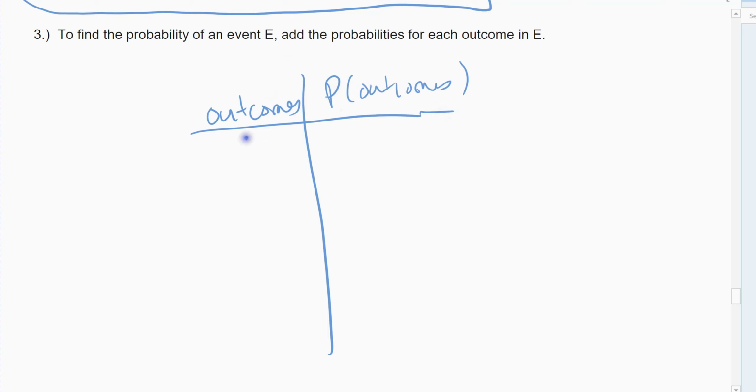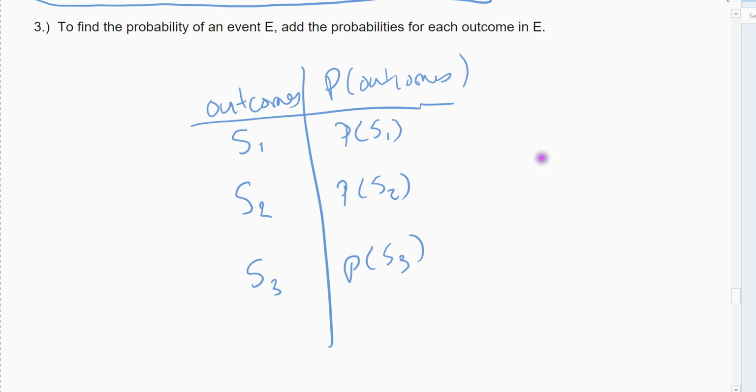All right, so suppose there are 3. First event would be 1, second event would be 2, and third event 3, and these would be the probabilities: probability of my first event, probability of my second event, probability of my third event in my universal set. So we've broken them down by all the different cases of what can happen.